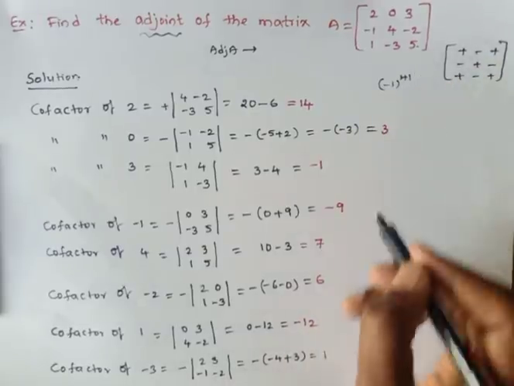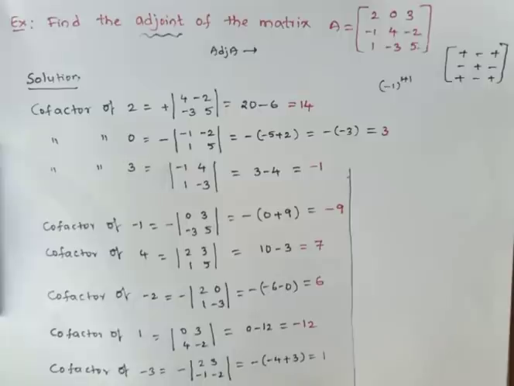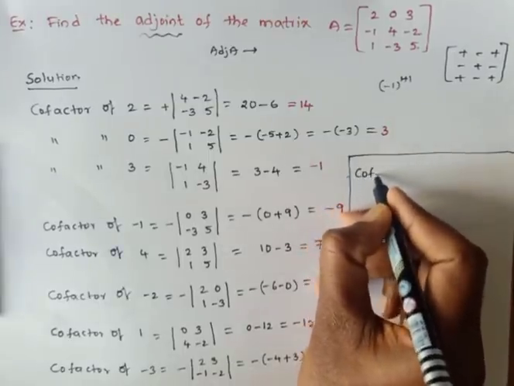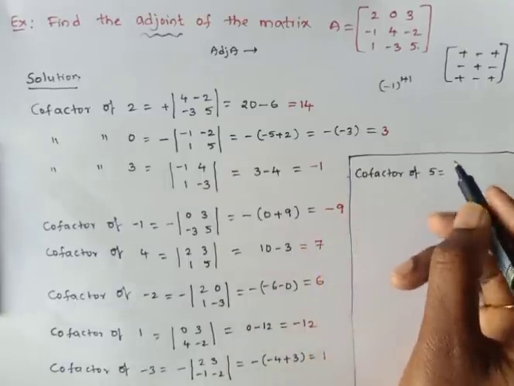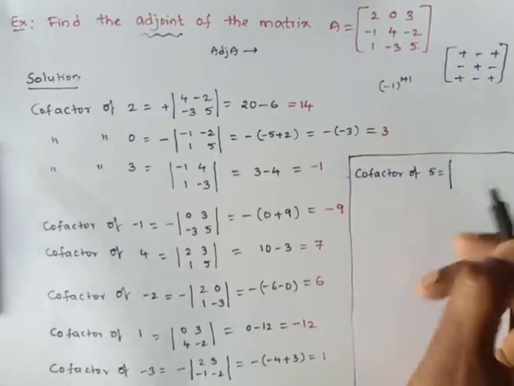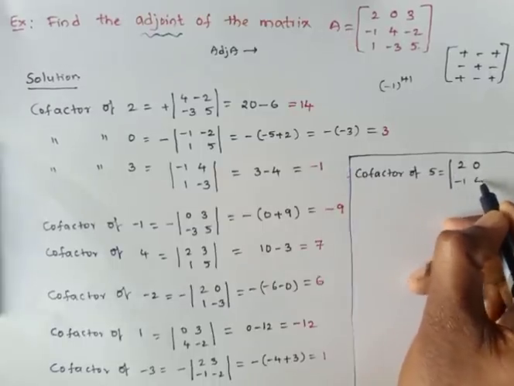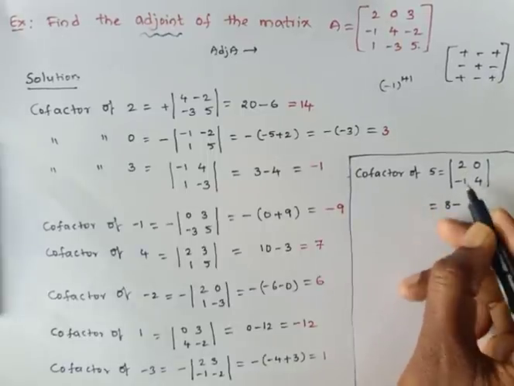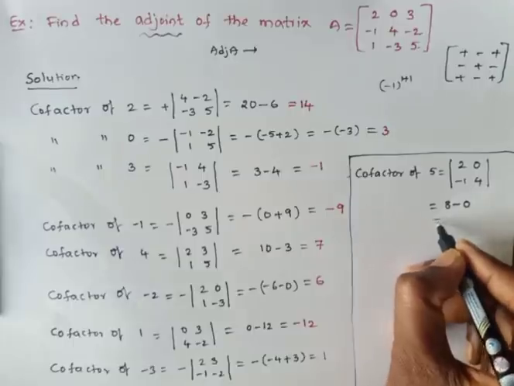Now one thing is left, the last element. The cofactor of 5. The sign of 5 is plus times the determinant. By deleting this row and column, the remaining elements are 2, 0, -1, 4. Now apply the 2 by 2 determinant: 2 times 4 is 8, minus -1 times 0, which is 0. So the cofactor of 5 is 8.